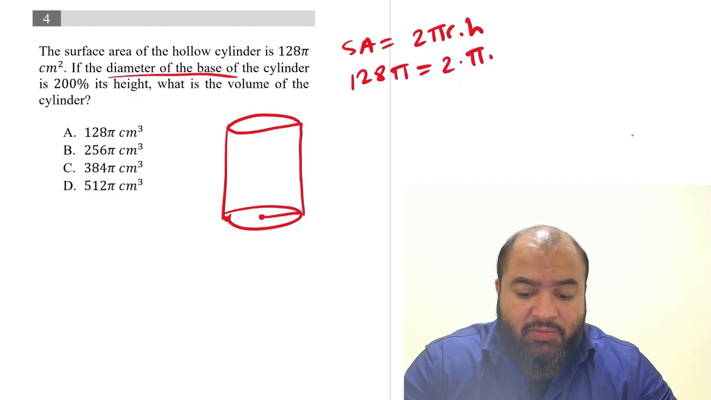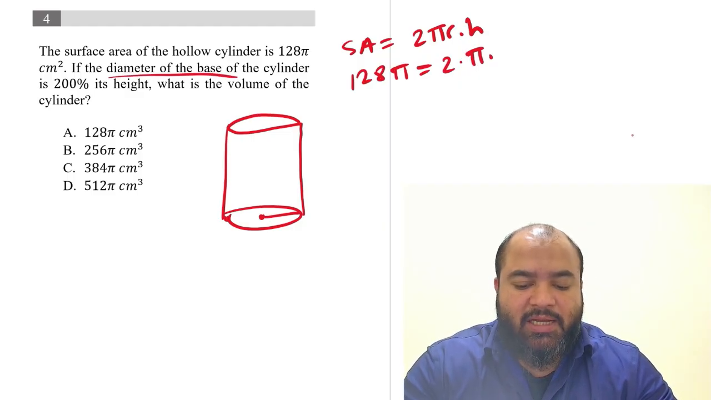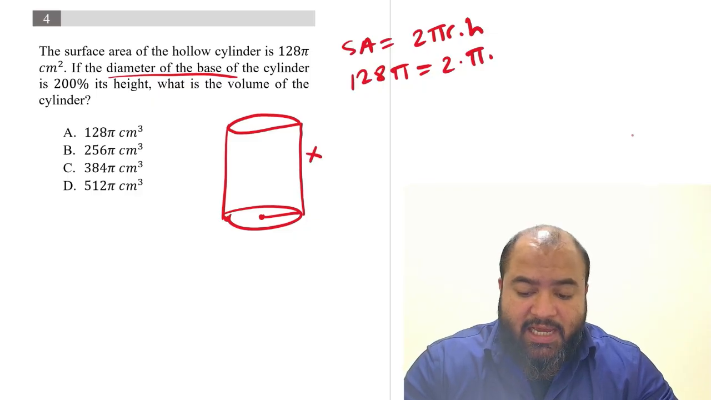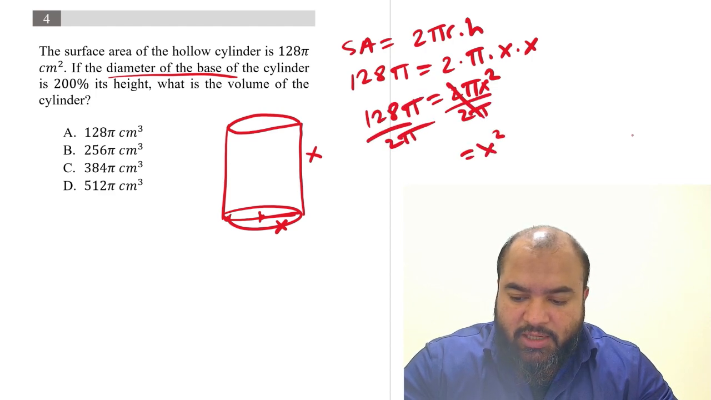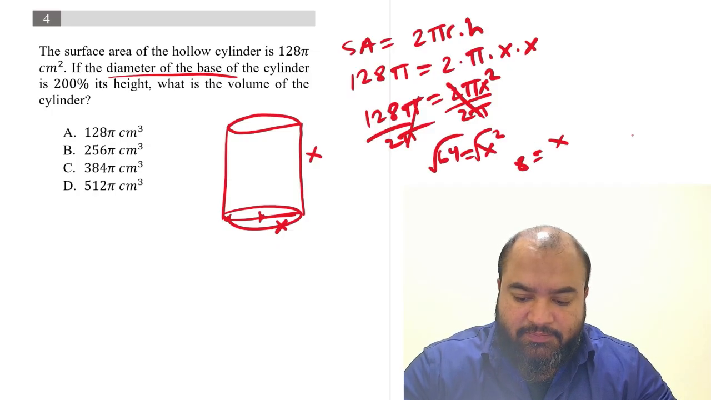If the diameter of the base of the cylinder is 200% times the height. So let's say height is x, the diameter will be 2x, but we're dealing with radius, so radius is again x. So radius is x, height is x. So 2 pi x squared equal to 128 pi. Now divide both sides by 2 pi. So x squared equal to, pi cancels out, that's 64 if you square root. So x equal to 8.